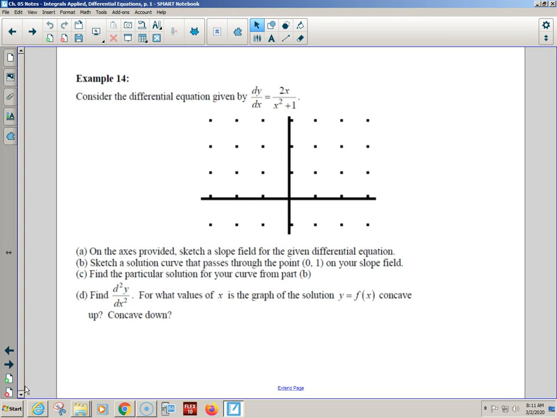Yes, on part C, if you guys haven't been able to start it yet, think multiplying both sides by a dx. If you haven't been able to do it yet, think multiplying both sides by a dx.